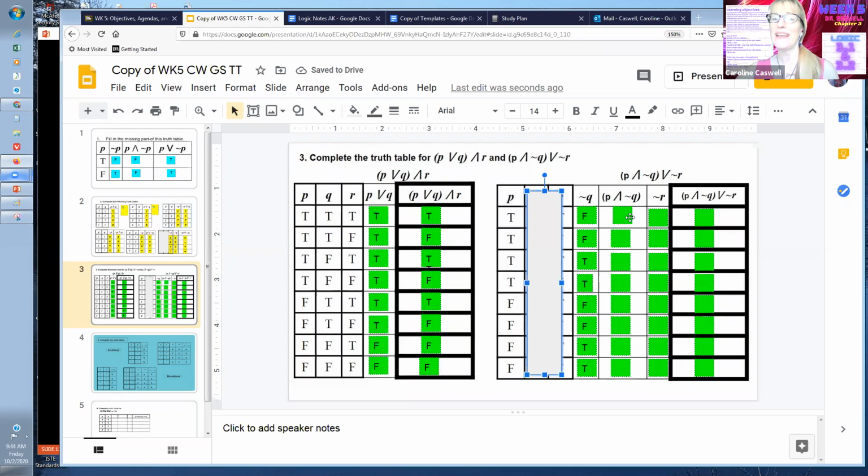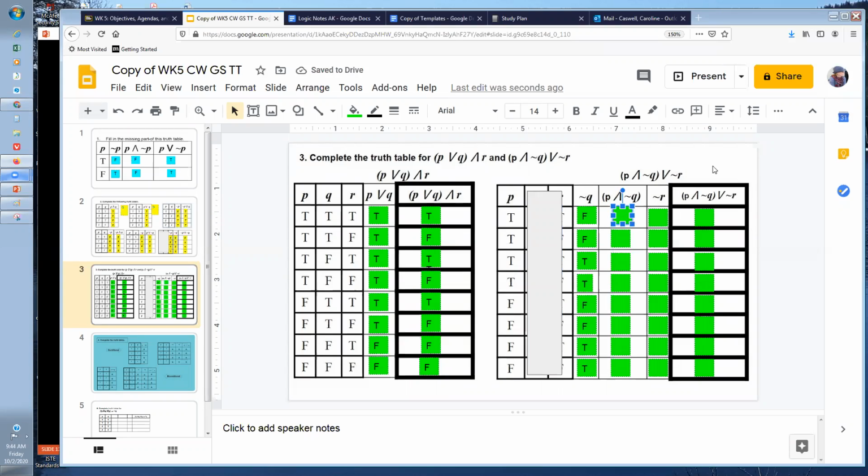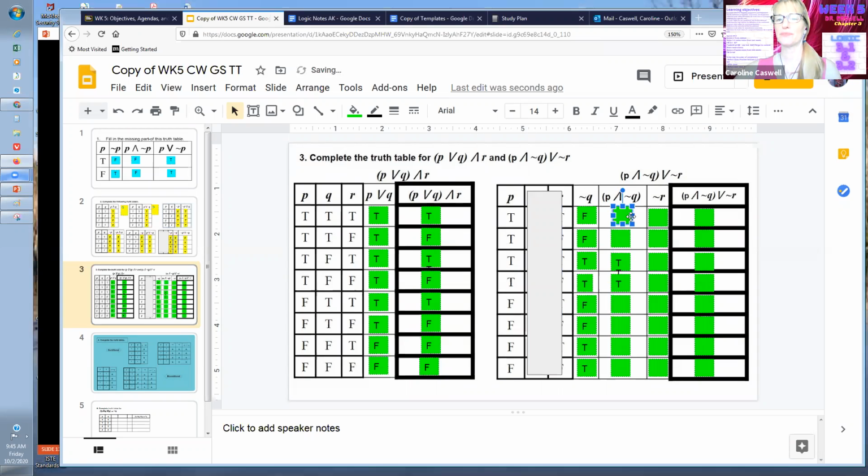So when we have an and, what's the only place that we can put a true? If there's two truths. Do we have any of those? Yeah, we do. We have one here and we have one here. So what about every other place? False. Good. So they're all otherwise false.